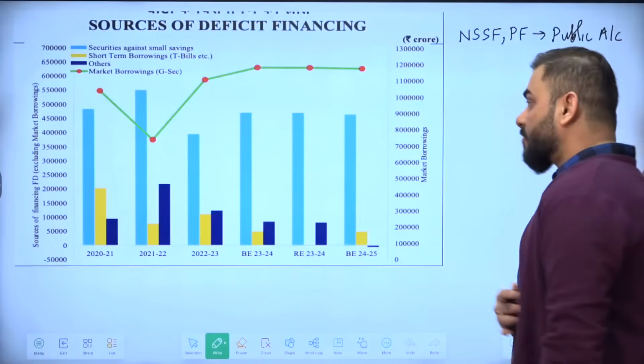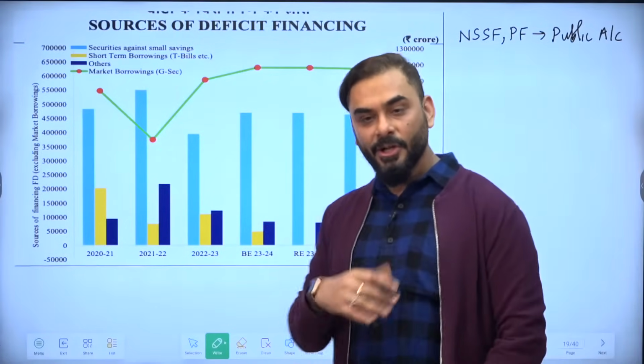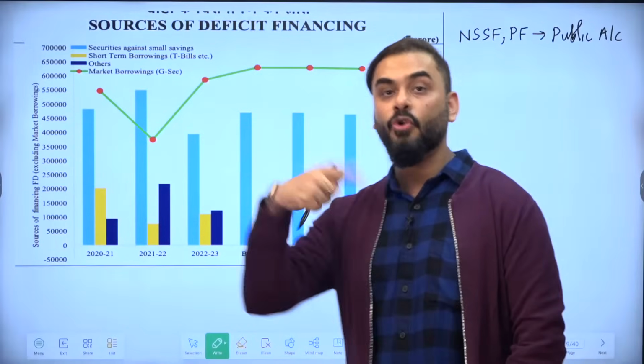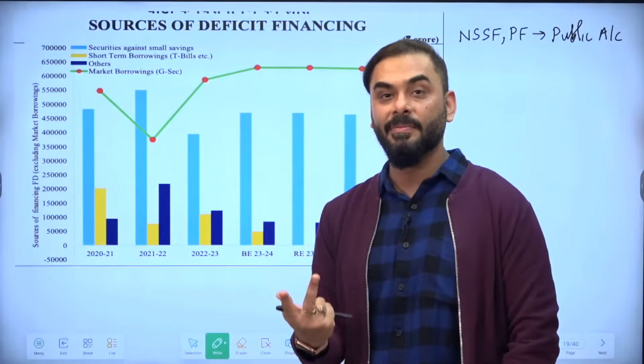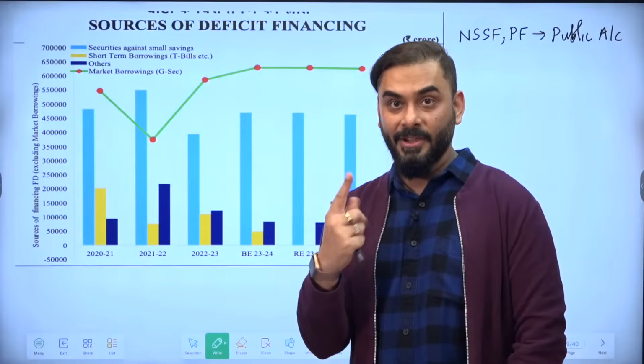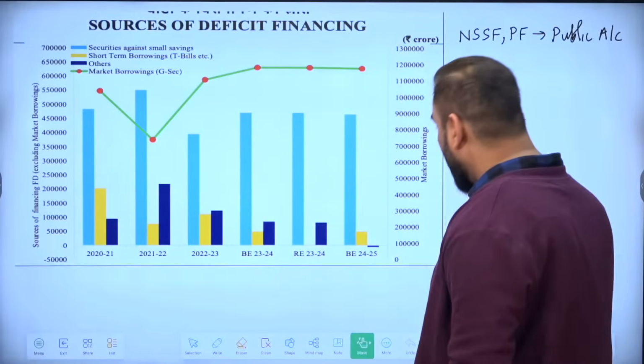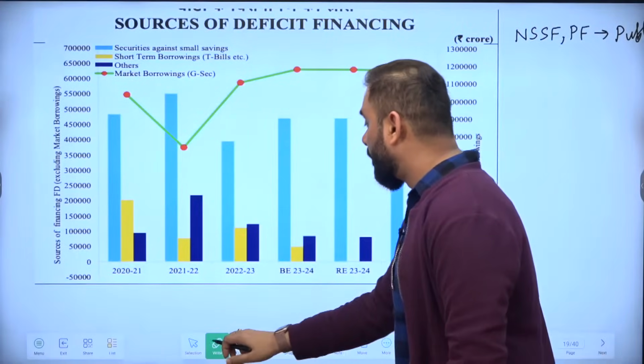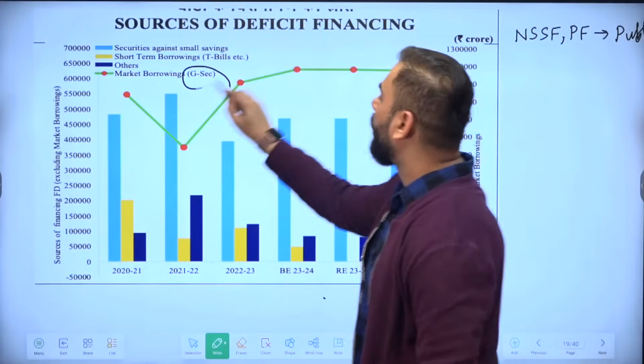Now, what are the sources of deficit financing in India, guys? Whenever the Government of India feels that we are overspending money, where are we getting the money from? Our fiscal deficit is high, so where are we borrowing? If you look at the sources of borrowing, you can clearly see market borrowing, government securities.